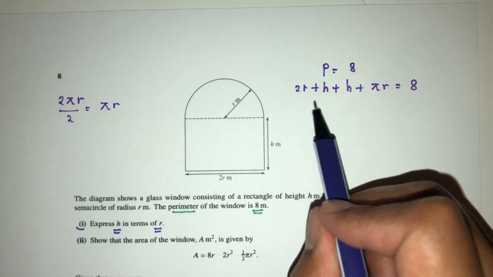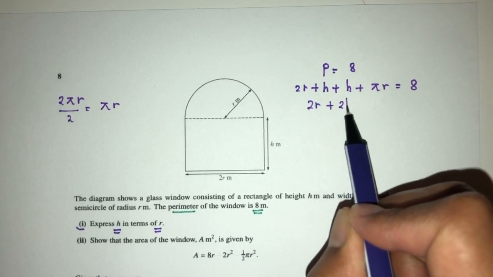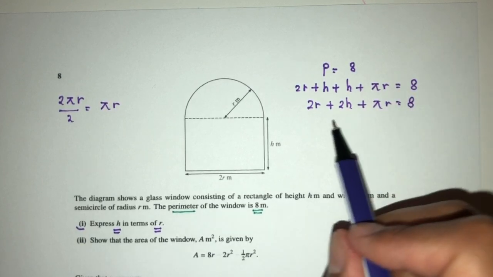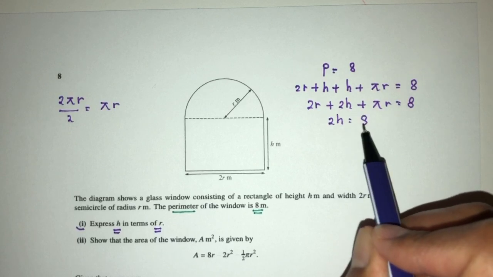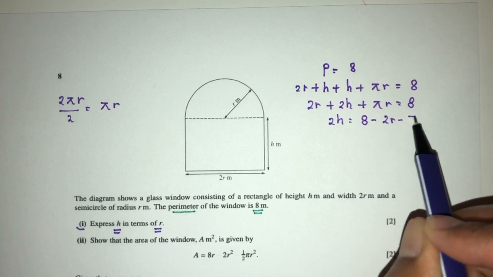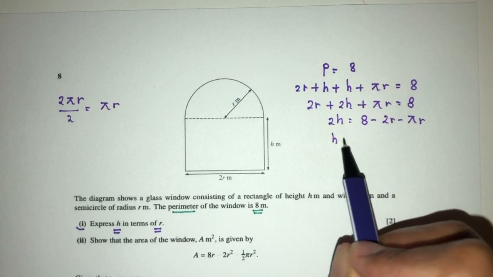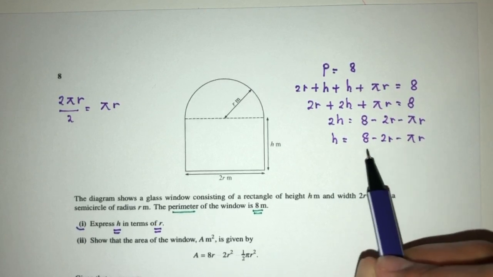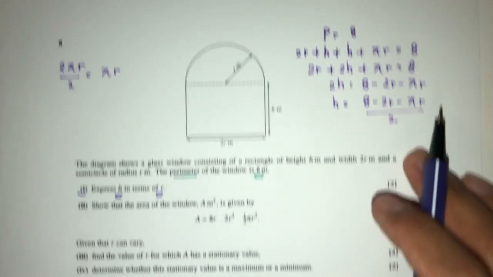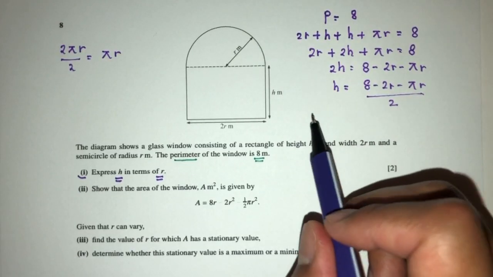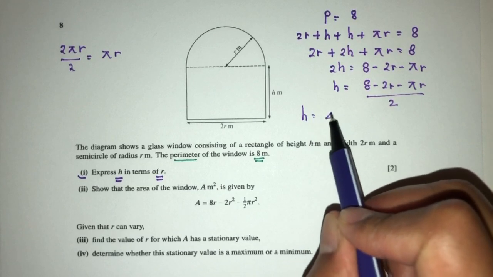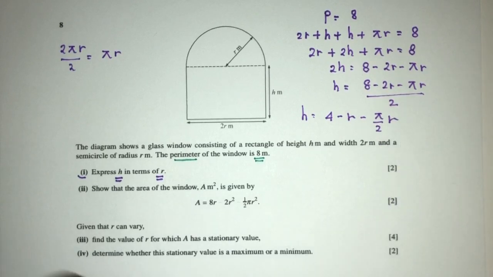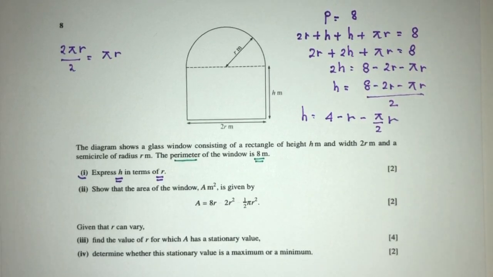Simplify, you will have 2r plus 2h plus pi r is equal to 8. Now h, so you have 2h, that will be 8 minus 2r minus pi r. h will be 8 minus 2r minus pi r, divided by 2. Okay, or you can simplify as well. h will be 4 minus r minus pi over 2 r. There you go. That will be h in terms of r.